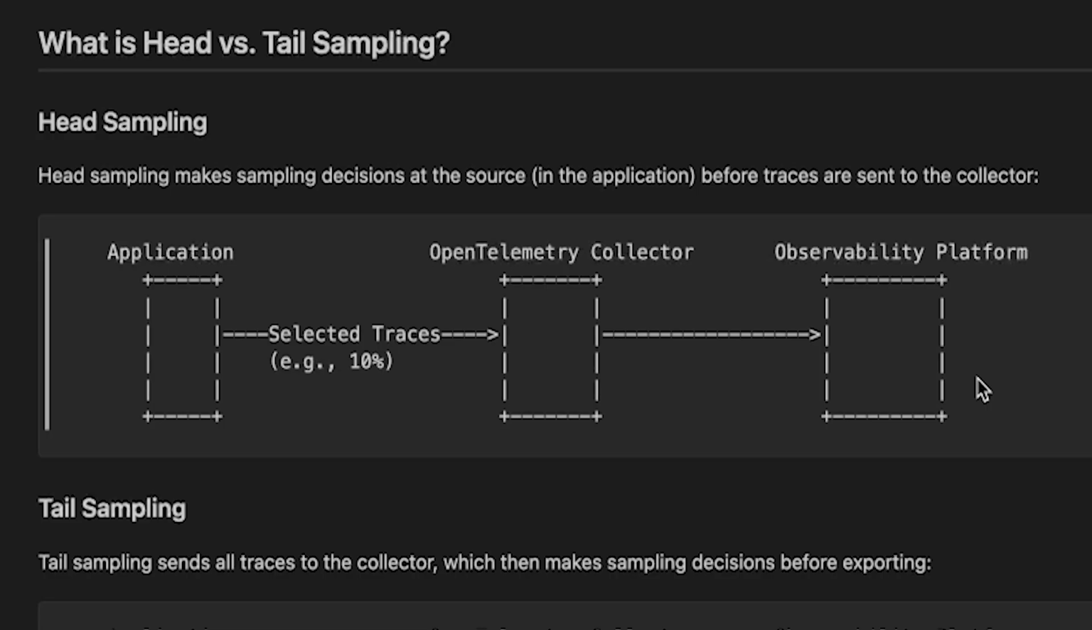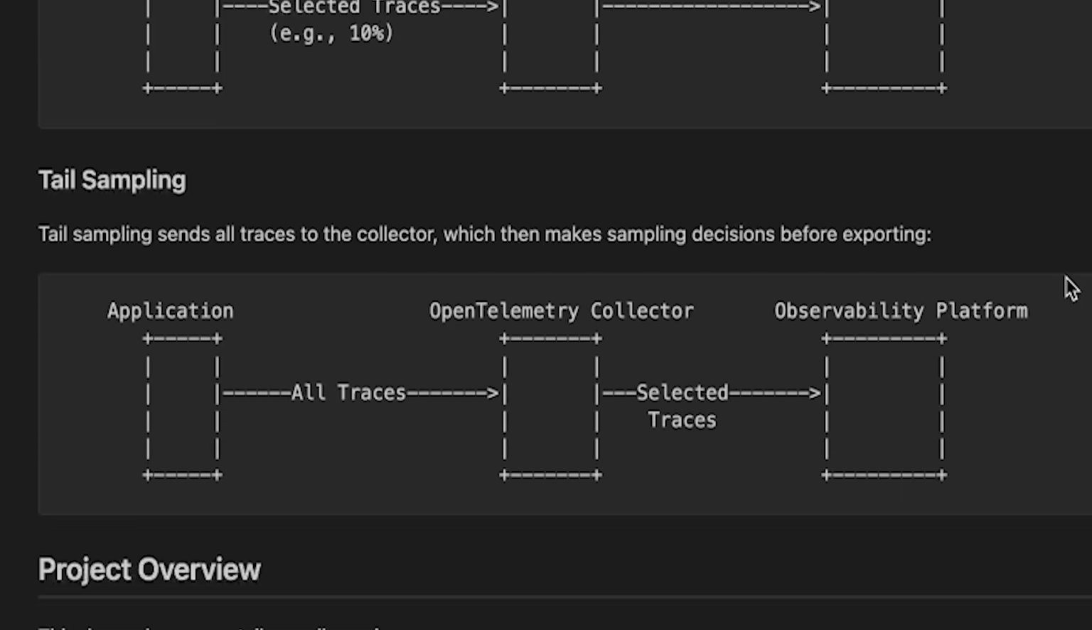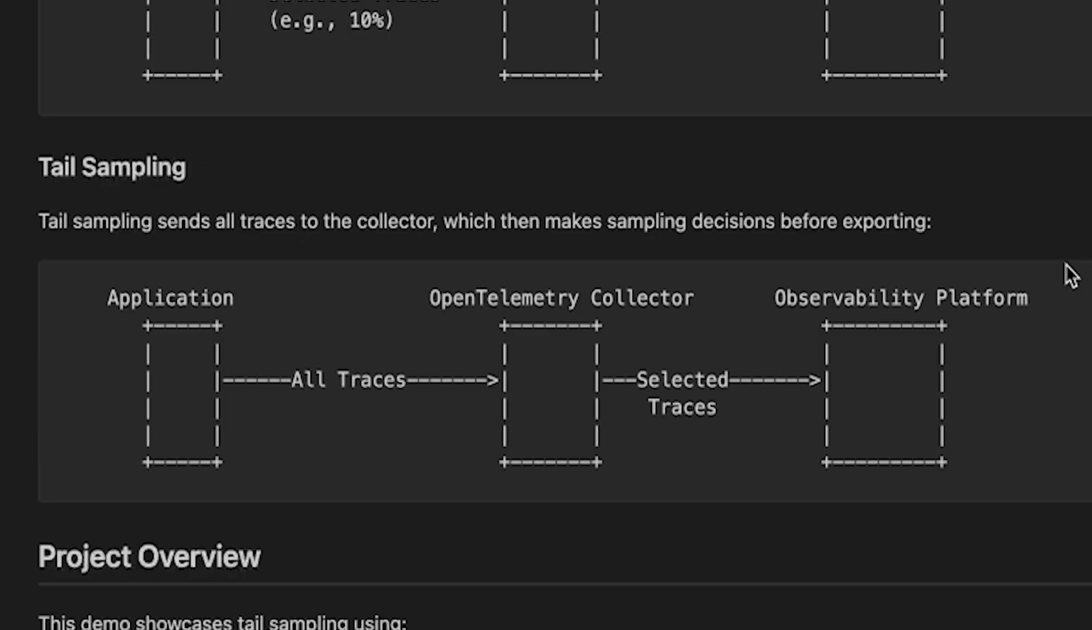In head sampling, you're making a decision about the trace before having all of the information about that trace available to you. Tail sampling sends all traces to the collector, and then the OpenTelemetry Collector will make sampling decisions based off of sampling policies that are defined in the OpenTelemetry Collector's configuration. What this means is that all of the traces that are sent to the OpenTelemetry Collector, generally speaking, will be complete traces. So we'll be able to make an informed decision about whether or not to sample that trace.